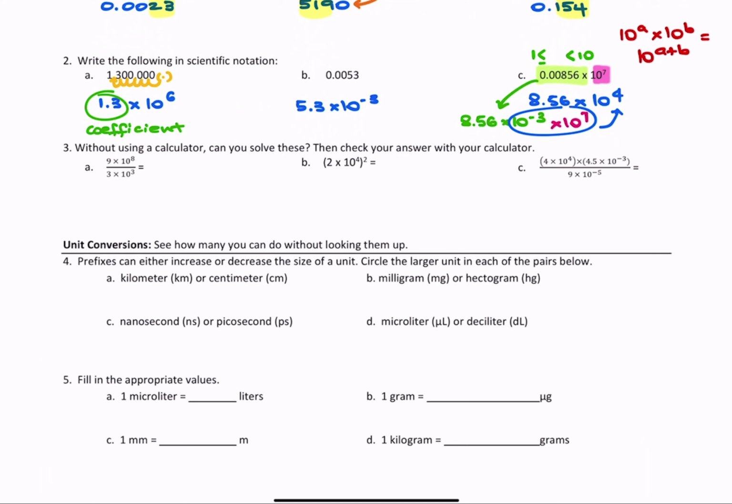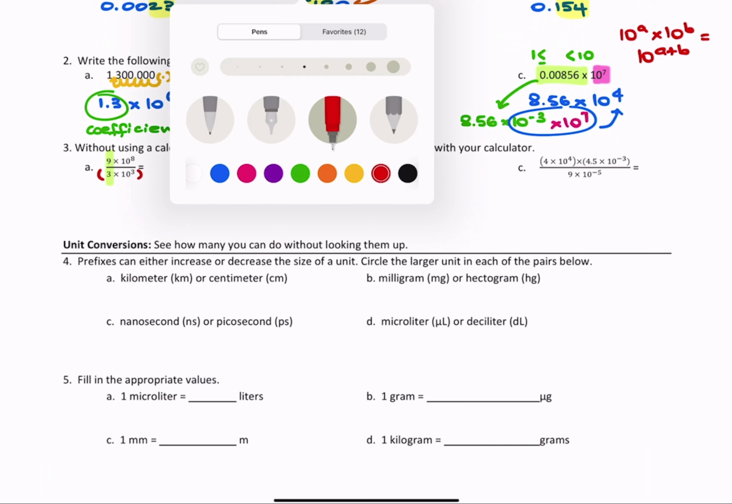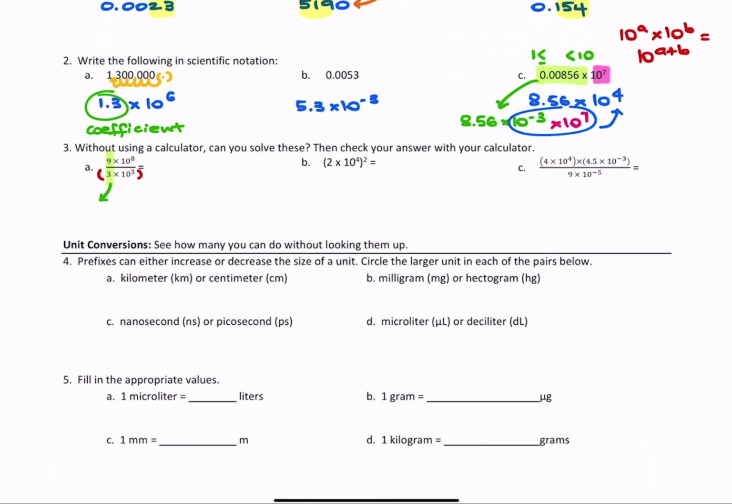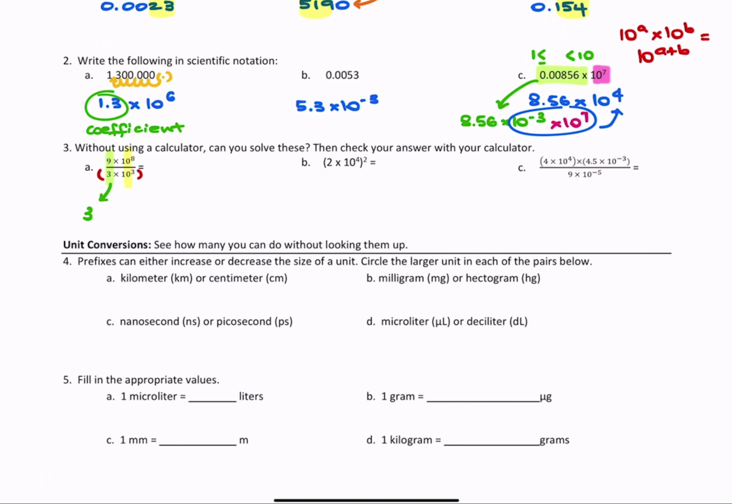3, without using a calculator, can you solve these and then check your answer with your calculator? So when you type this on a calculator, just wanted to reinforce that you have to input parentheses underneath, okay? Therefore, we have here the coefficients. If we do this by head, 9 over 3 is 3. Then we can take care of the exponent right there.